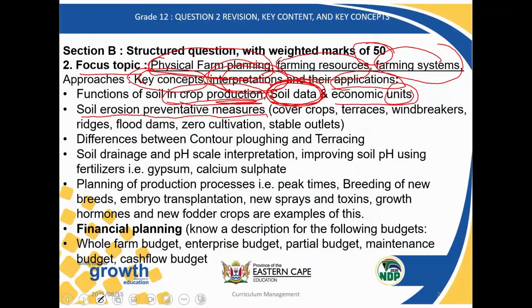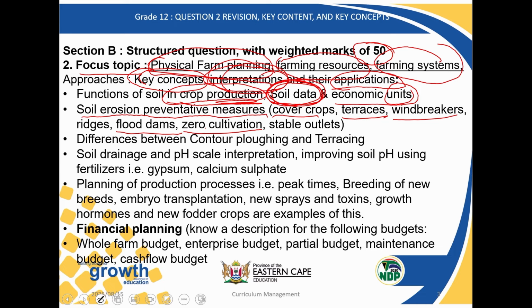What are some of the farming practices that we can employ to combat soil erosion? Now, you would struggle to list these simple ones, your terraces, your windbreakers, your zero cultivation, flood dam, if you struggle to understand what is soil erosion, which is just a basic concept. At the level of the concept, know and understand what is soil erosion and what are some of the farming practices that we can employ to make sure that soil erosion is reduced.